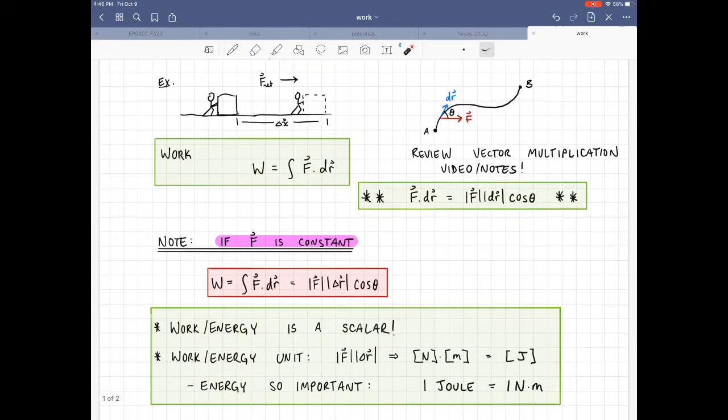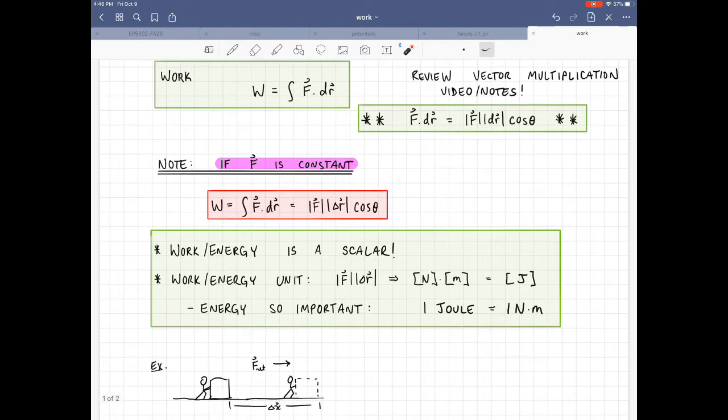So a few things to note: if the force that's being applied is a constant value, then this integral becomes sort of trivial. F is constant, so it comes out of the integral. If you just integrate over the change in path, you just get the displacement, delta r. And so if the force is constant, then you just get the magnitude of F times the magnitude of the displacement times the cosine of theta. Remember, theta is the angle between the force and the displacement.